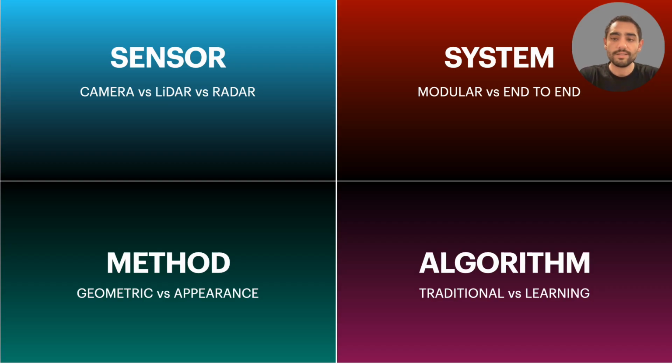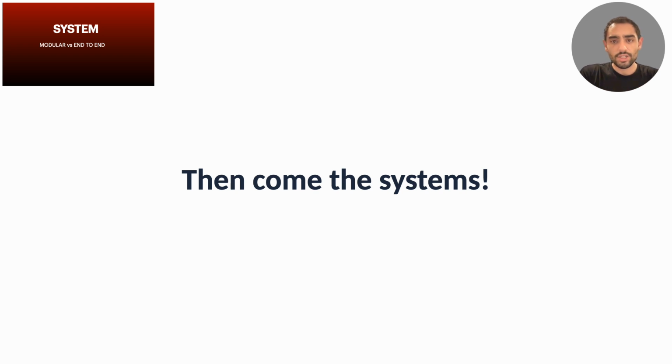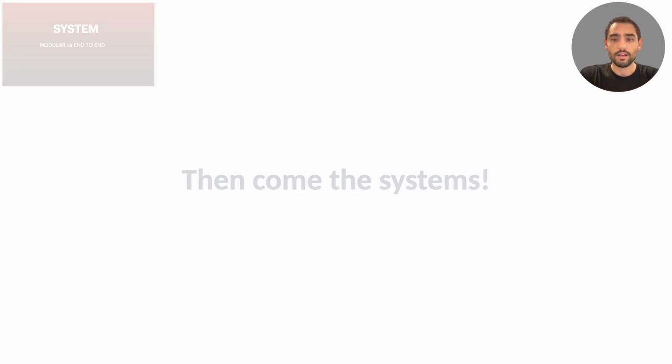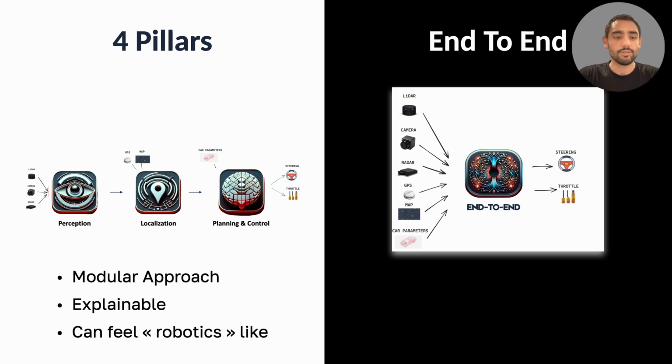The second thing would be the system thing. Okay, so when you have the system, you have in general two ways to do self-driving cars. The first type is the four-pillar architecture, and the second type is the end-to-end architecture. So the four-pillar one is going to be the modular approach. So it's very explainable, and when you drive, it can feel a bit robotics-like because you're just, in a way, following orders, like you're moving, then you're stopping, then you're moving, then you're stopping, etc.